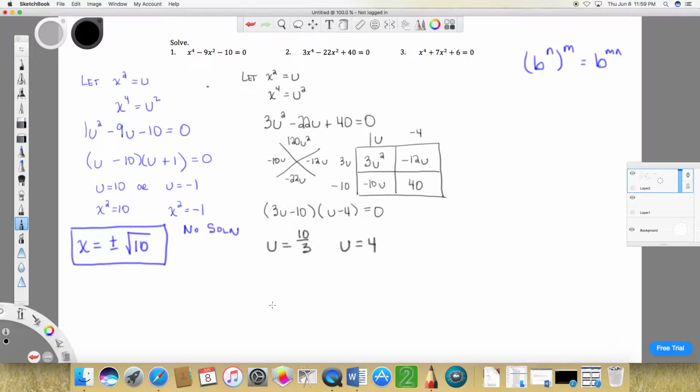All right. So now, if I replace u with x squared, I have x squared is equal to 10 over 3, and I have that x squared is equal to 4. So over here, I have plus or minus the square root of this fraction, and over here, I have plus or minus 2.